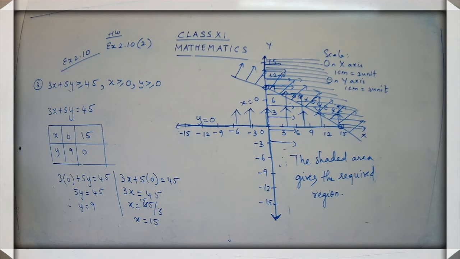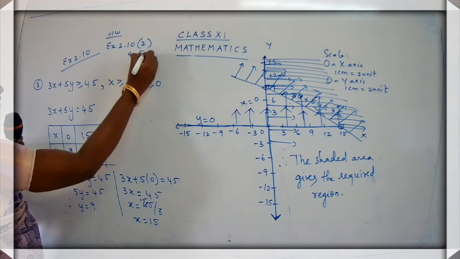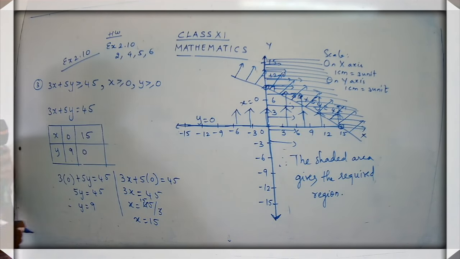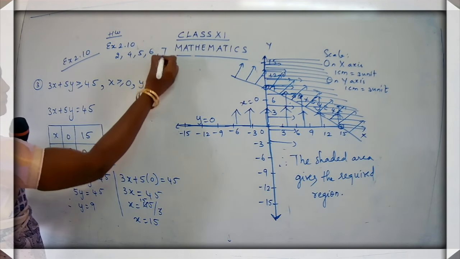Okay, children, we have completed 2 graphs and I have just given you 1 graph. That's very less. So you have to complete 4, 5, 6. You have to do these graphs: 2, 4, 5, 6. And you can try the 7th one also. It's easy.